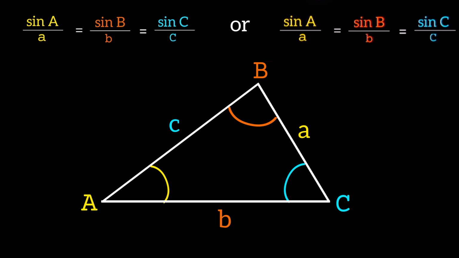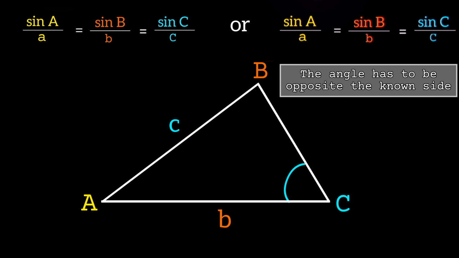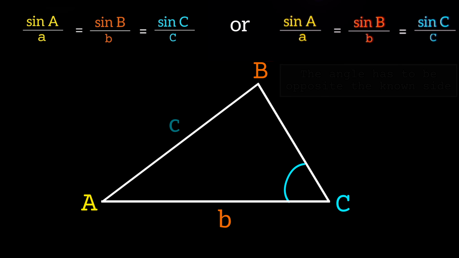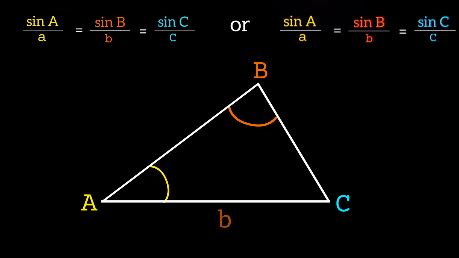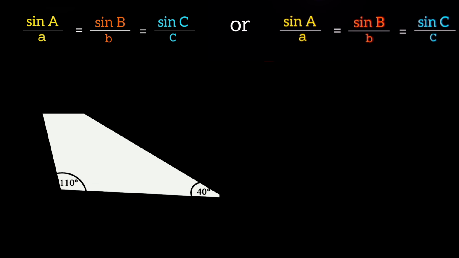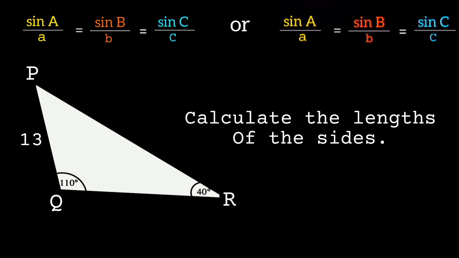So the question is, when do we use the sine rule and what is required in order to apply this rule? The sine rule is applicable when you have two sides and one angle, or when you have two angles and one side. If you take a look at this example, we are given two angles, which is angle Q and angle R, and one side, which is PQ.